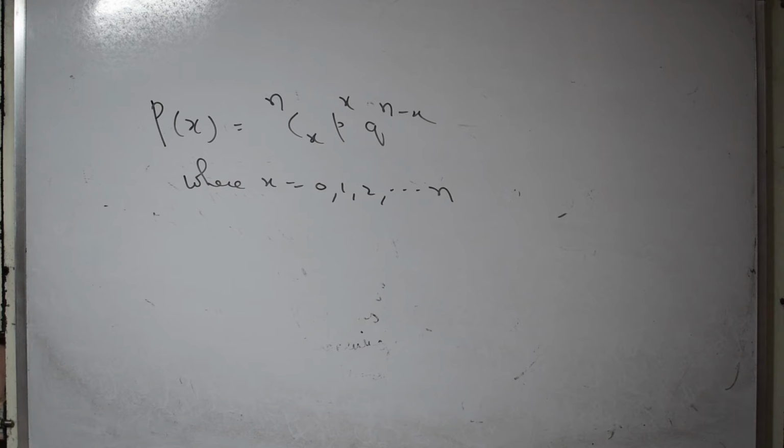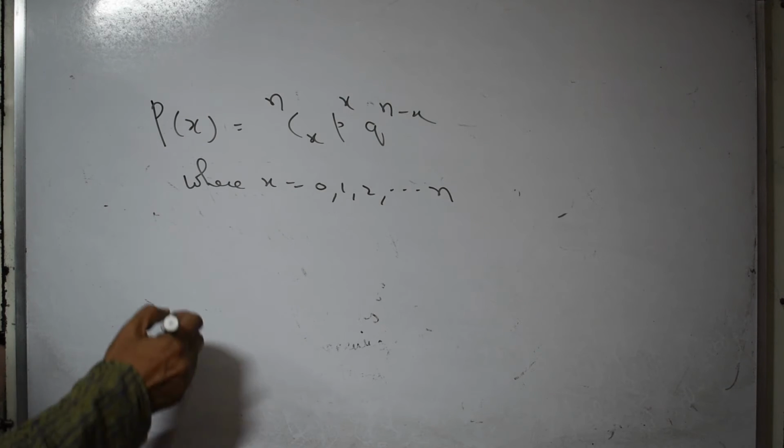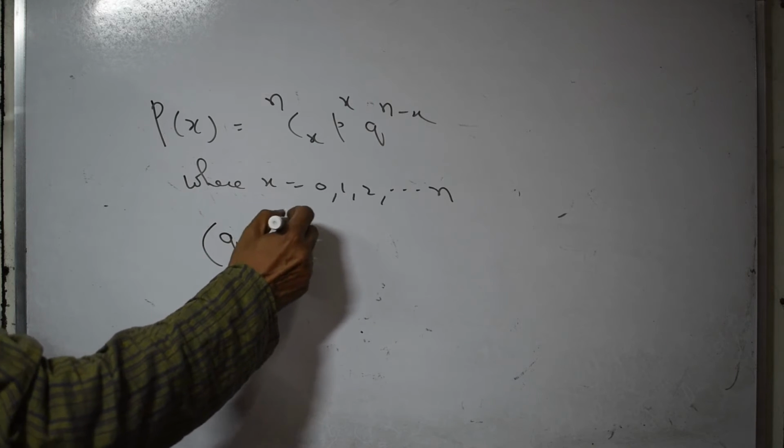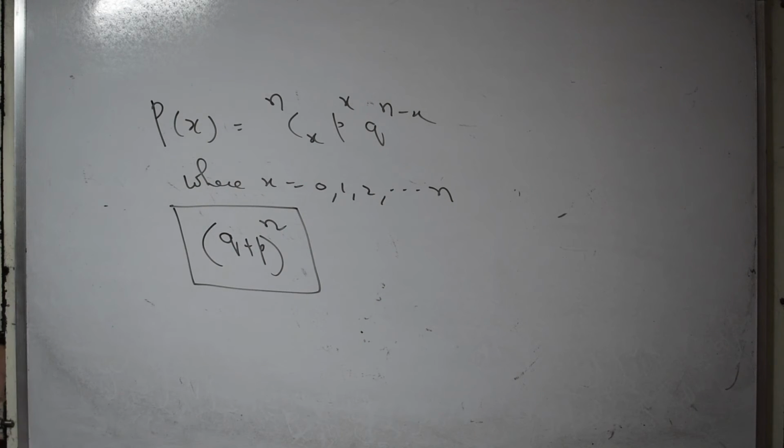Actually, this formula is connected with the algebra concept, that is binomial. If we look at a binomial algebraic concept, then we say (q plus p) whole to the power n. This expression is called a binomial expression because q and p are two terms and n is the power. If we expand this, like (a plus b) whole square or (a plus b) whole cube, we get the expression term by term as nCx p to the power x q to the power n minus x. But what about this formula? This is applicable to find some particular probability.